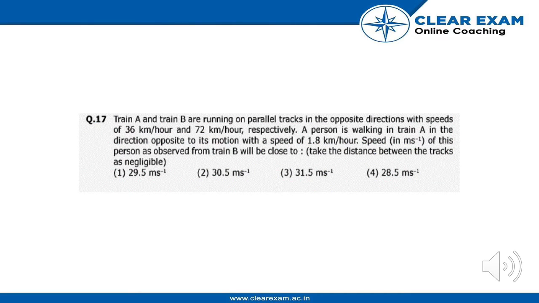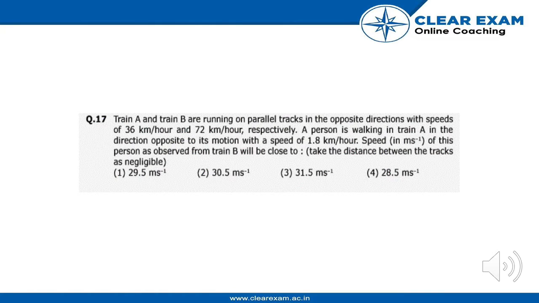Now we'll come to the 17th question. Train A and train B are running on parallel tracks in opposite directions with speeds of 36 km per hour and 72 km per hour respectively. A person is walking in train A in the direction opposite to its motion with a speed of 1.8 km per hour. Speed is in meter per second.